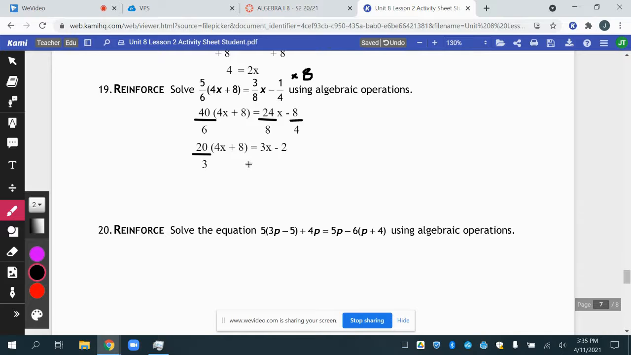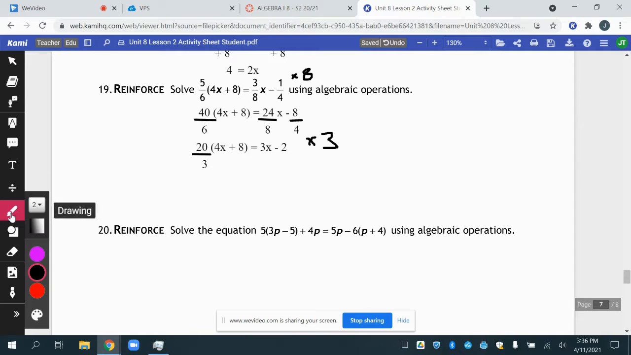Okay, so now I just need to get rid of that 3, so I'm going to multiply everything by 3. This guy, that guy, and that guy. I don't have to worry about what's in the parentheses because this is one big thing being multiplied 20 times. Just like 3 times x is one thing, 20 times this is one thing. It's one term.